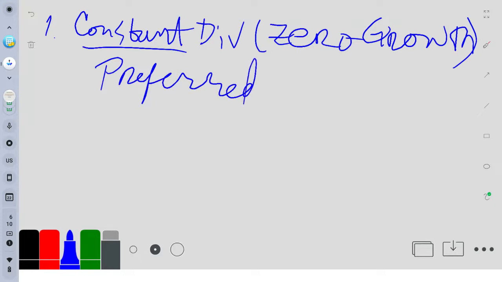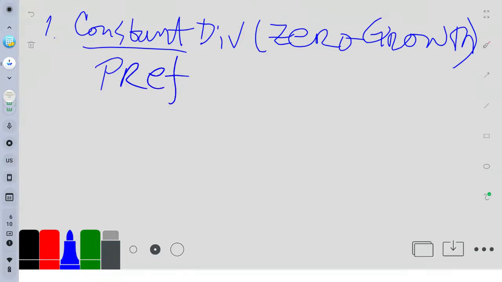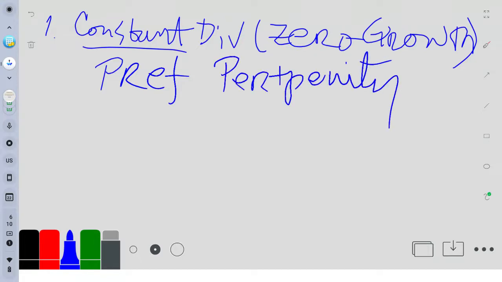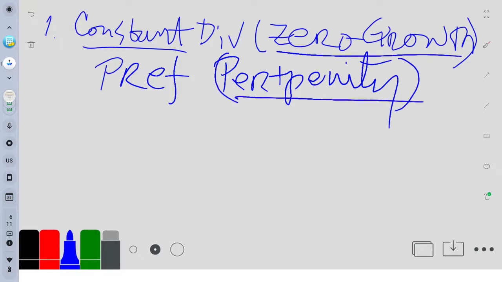So you remember preferred stock. Preferred stock pays constant dividend. My handwriting is horrible, I know. So preferred stock would be valued this way. Another name for preferred stock is perpetuity. And what does that mean? Literally, it's a perpetual annuity, right? It pays constant dividend, so it's an annuity, but it doesn't have any maturity. It goes on forever, hence called perpetuity. So the constant dividend model is also called the zero growth model, and it's also called the perpetuity model.